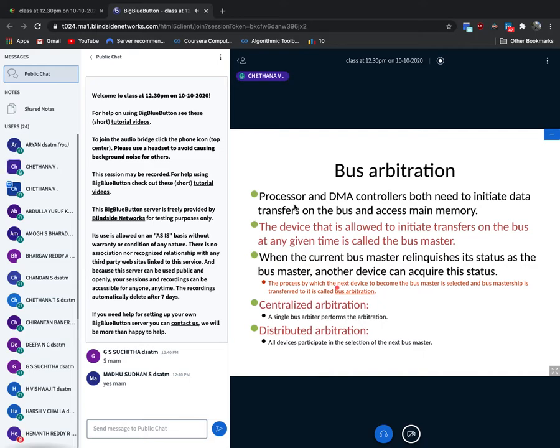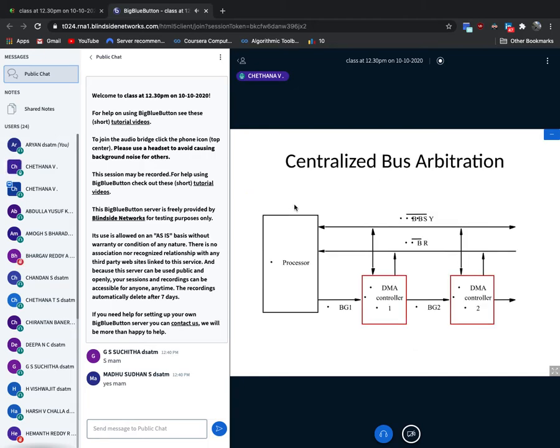In the previous class, we discussed bus arbitration. So, what is bus arbitration? I told you already in the previous class. When many devices are there, who wants the data to be communicated? Suppose I have a processor here. The processor is one device, which is said to be the owner of the bus.